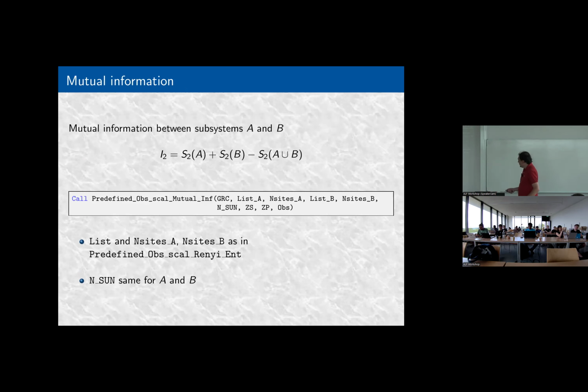Another closely related quantity, which the entanglement module is able to compute, is the mutual information. In this case, you define 2 subsystems A and B, and the mutual information is defined by taking the sum of the Rényi entropies in A and B minus the Rényi entropy of the union. So basically, you compute the 3 different Rényi entropies, and the calling of this subroutine of scal mutual inf is very similar. So again, you have to provide a list for A and a list for B using the same syntax as before, with the 3 different cases.